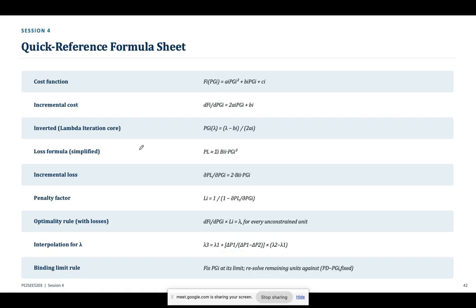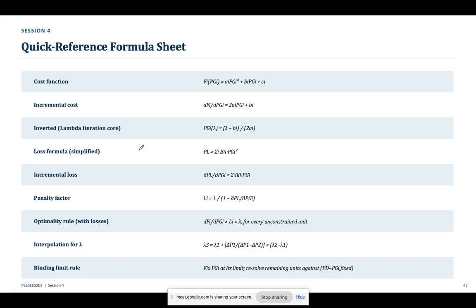The formula sheet should not be treated as a list to be memorized independently, as I was telling you again. Each expression has a clear origin. The quadratic cost function is a mathematical approximation of measured generation cost, right? Differentiating it gives incremental cost. Setting the incremental cost equal to lambda gives you the inverse dispatch equation.